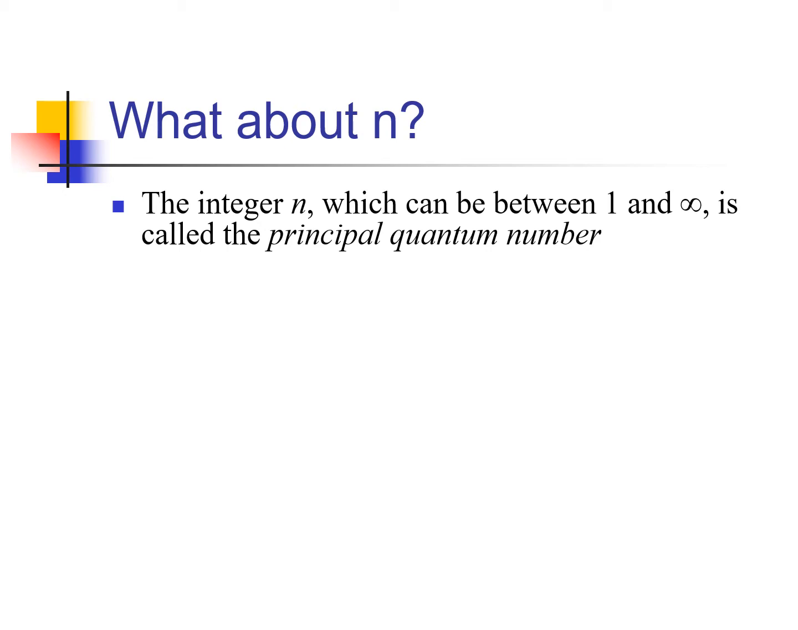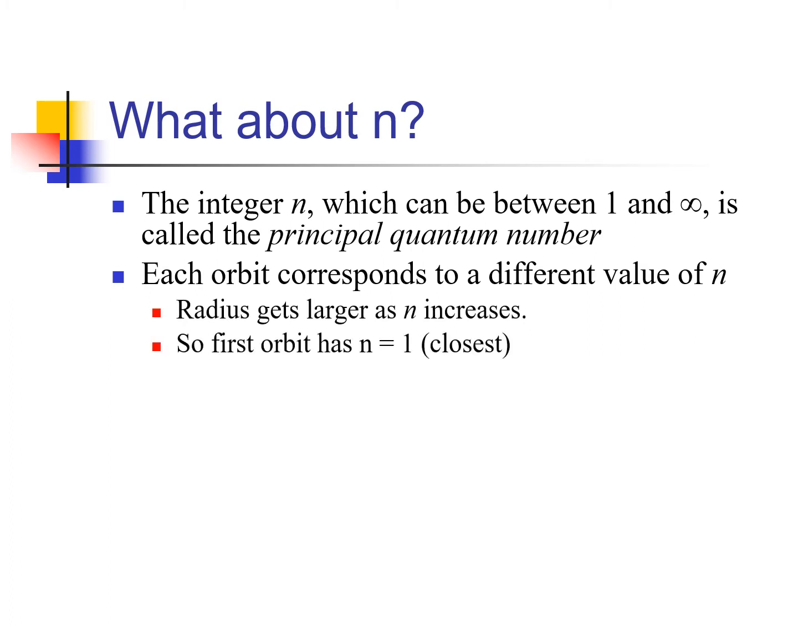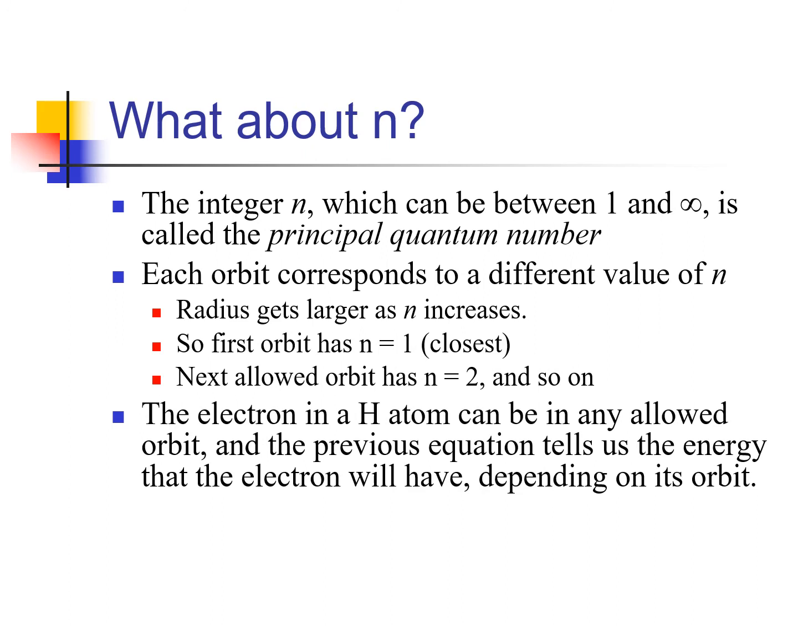The integer n, which can be any integer between 1 and infinity, is called the principal quantum number. Each orbit in Bohr's model, each energy state, corresponds to a different value of n, and the radius gets larger as n goes up. So the first orbit would be n equals 1. That's the orbit closest to the nucleus. Next would be n equals 2, and so on and so forth.